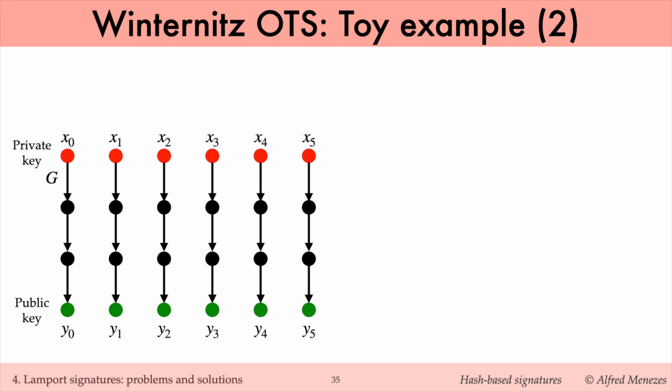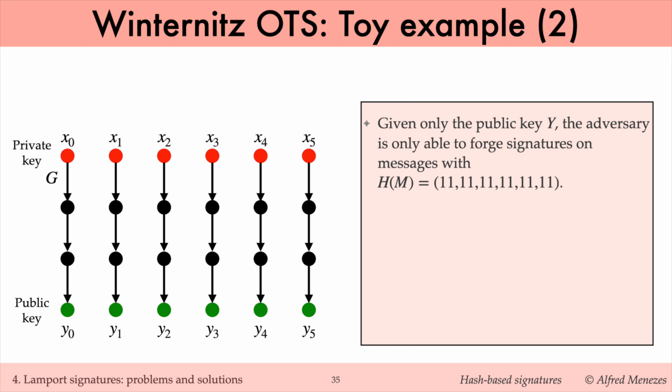The security of the Winternitz one-time signature scheme relies on keeping most hash chain elements secret. If an adversary only knows Alice's public key Y, represented by the green dots, they can only forge signatures for messages whose hash value is a string of all ones. This is because the adversary cannot compute any elements on the hash chains above the Yi's.